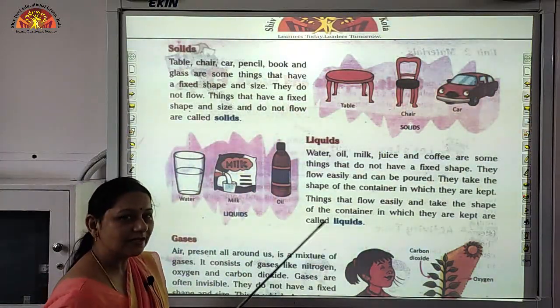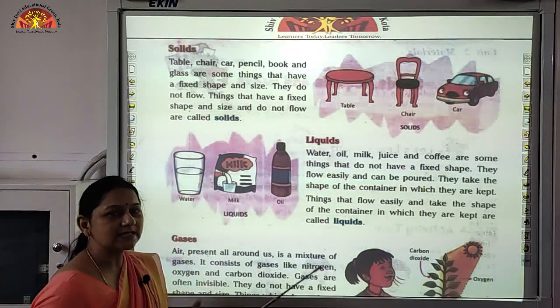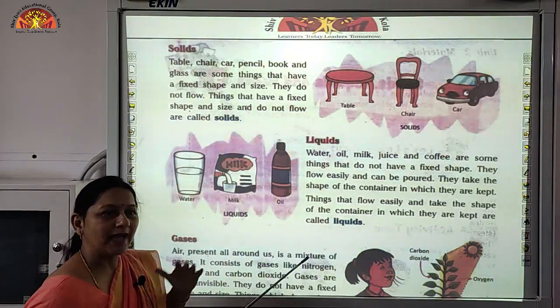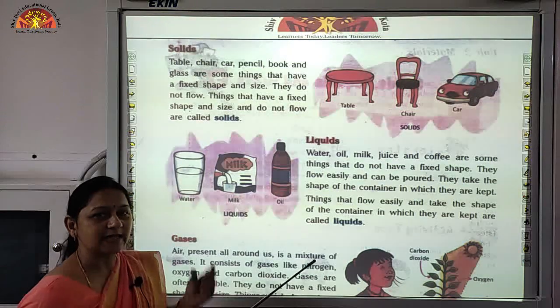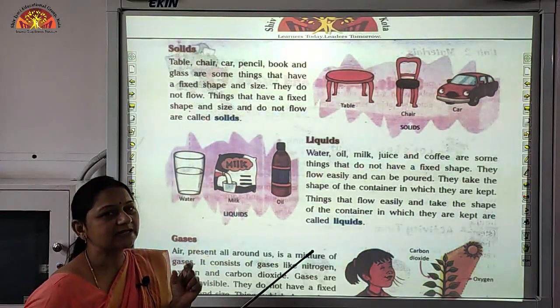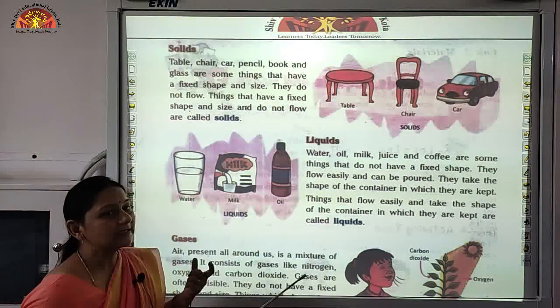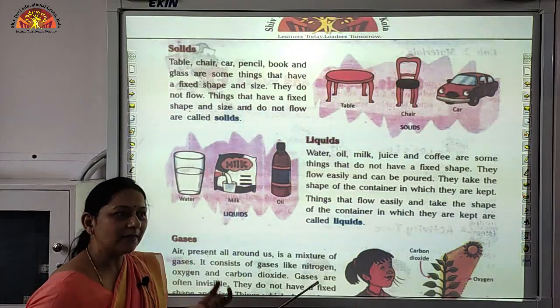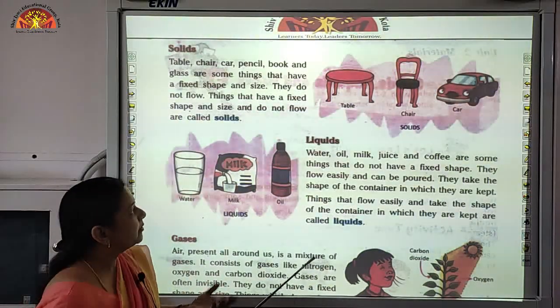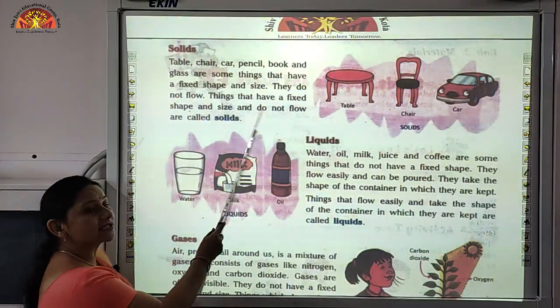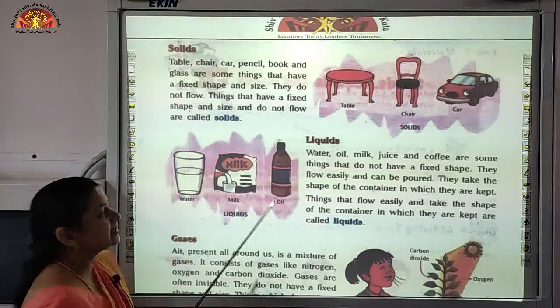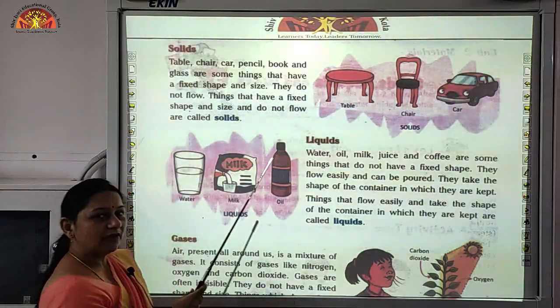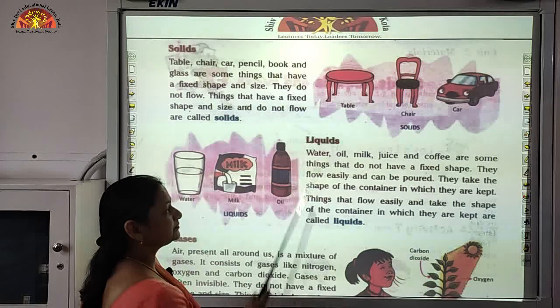So what are solids? Solids are the things that have a fixed shape and size. Like your eraser, it has a fixed shape, that is, it is rectangular in shape and the size remains the same until and unless you apply some pressure to it, and it does not flow even. So these are solids. Then we come to liquids.